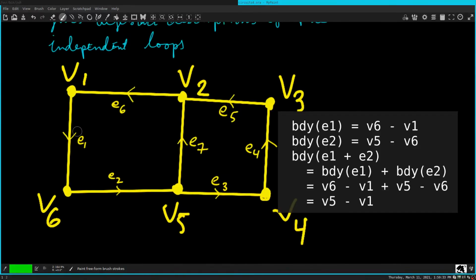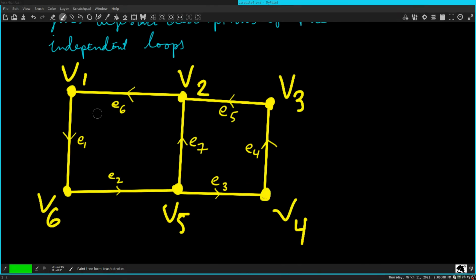So the boundary of E1 plus E2, well, because it's linear, is the boundary of E1 plus the boundary of E2. Boundary of E1 is V6 minus V1, boundary of E2 is V5 minus V6. Well, we get a plus V6 here and a minus V6 here. So that's a very long-winded way of saying that if we enter a node the same number of times we leave it along some sort of path, then that node cancels out.